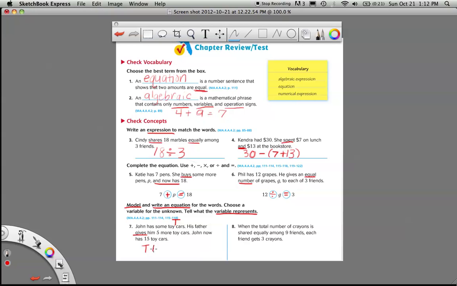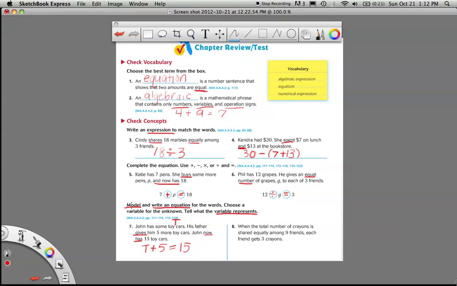So he's getting more, as addition. He got 5 more. So in all, total, after he got those 5, he now has 15 cars. So this is my expression, T plus 5 equals 15.